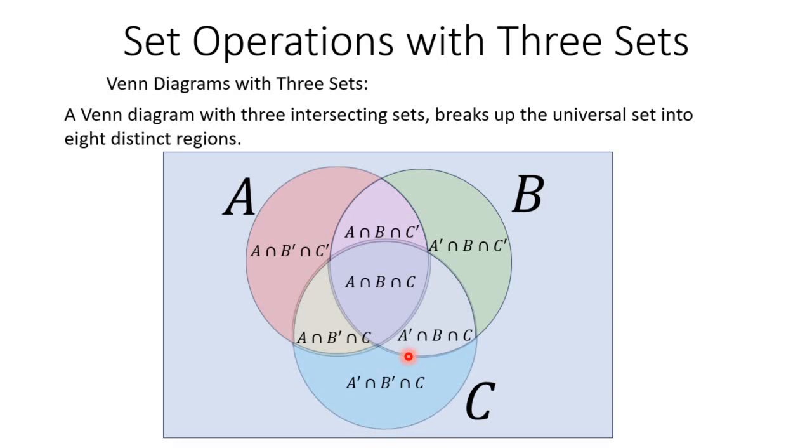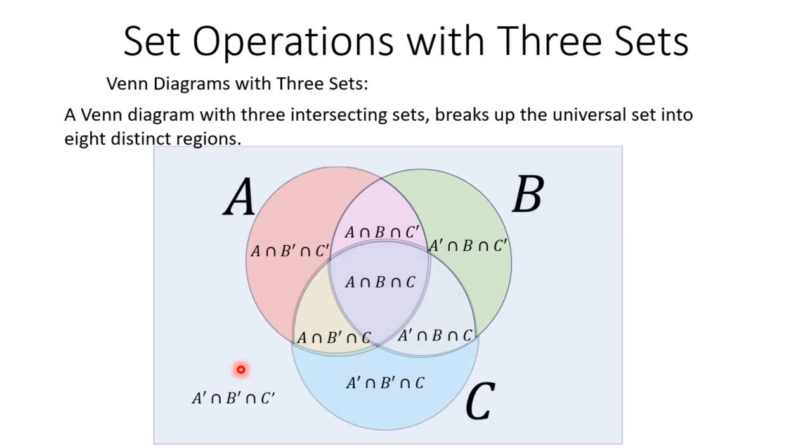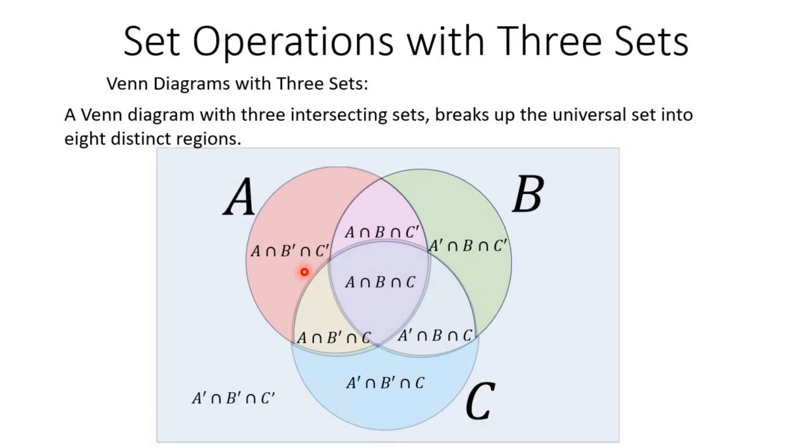There's one other disjoint subset: the things that are in none of the three sets, A, B, or C. So that's not A and not B and not C. They're in the universal set, but they're not in any of the sets A, B, or C.